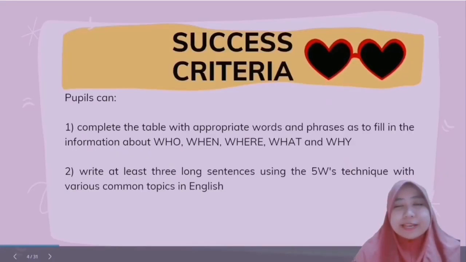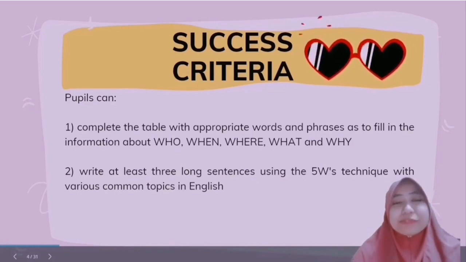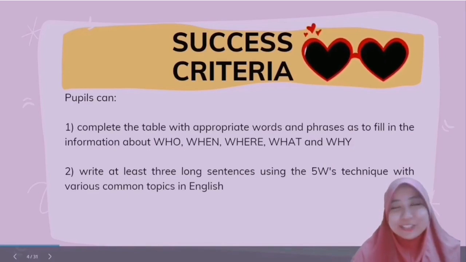Next, look at the success criteria. Pupils can complete the table with appropriate words and phrases to fill in the information about who, when, where, what, and why. Write at least 3 long sentences using the 5 W's technique with various topics in English.